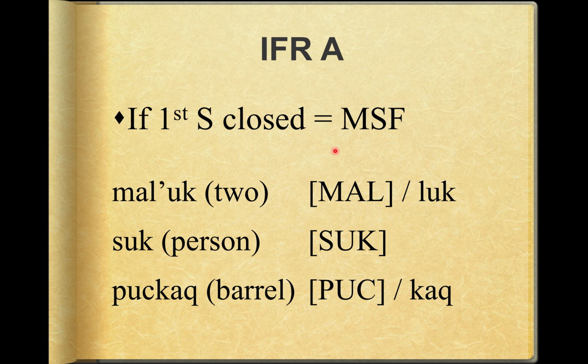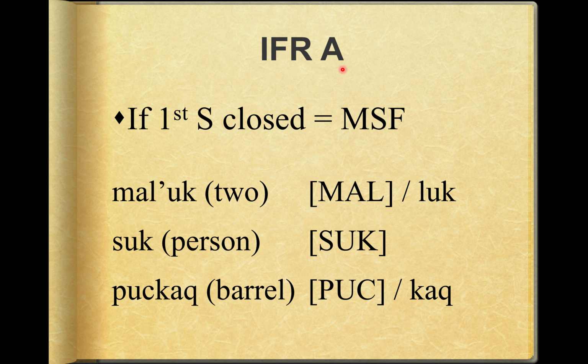Initial foot rule A says that if the first syllable is closed, it forms a monosyllabic foot. Now, these are presented in order. So if rule 0 applies, then rule 0 is the winner. If the first syllable is heavy and closed, we would only apply rule 0.